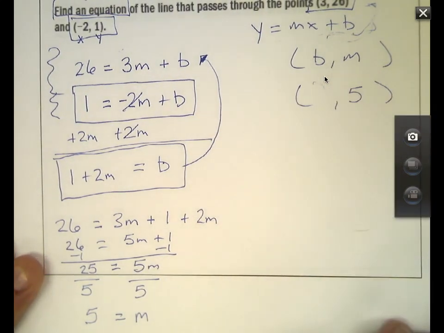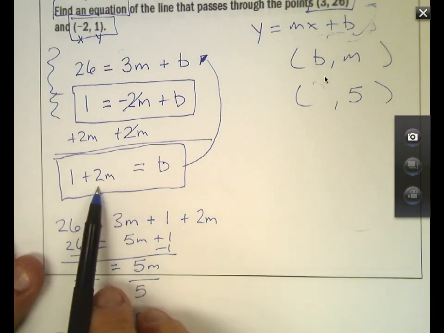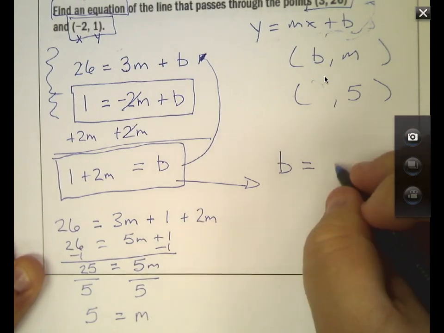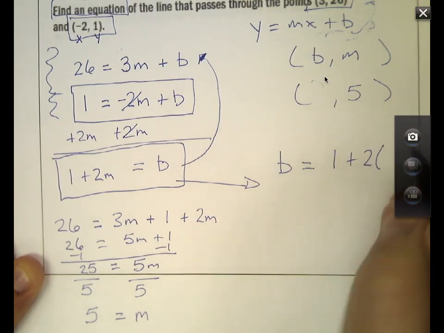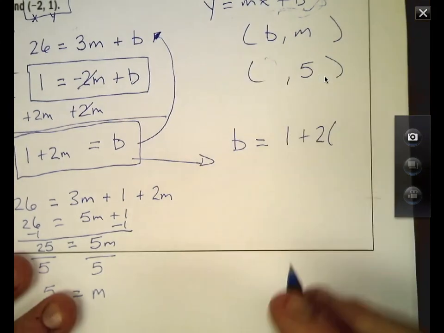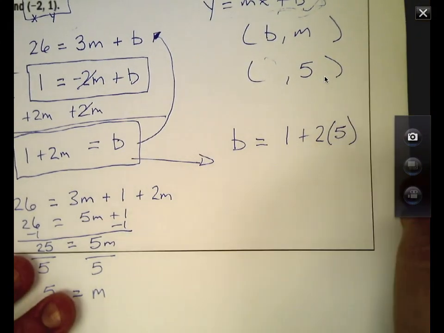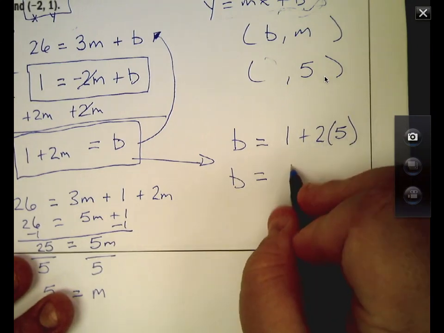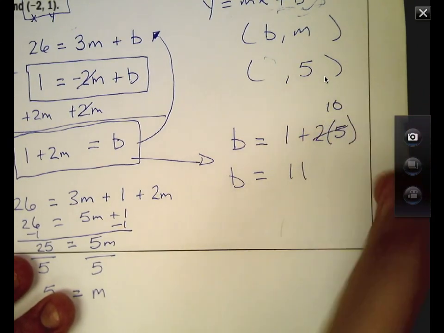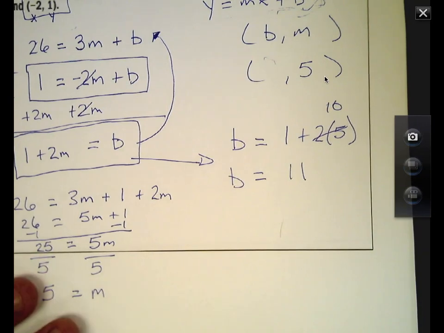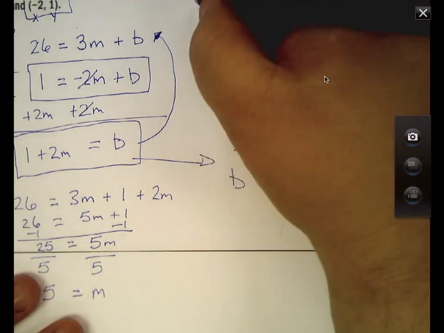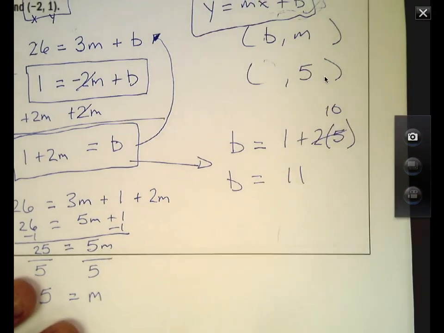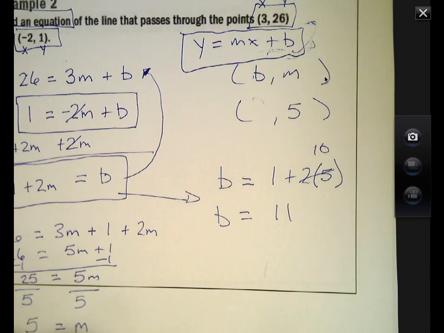Can I find my B? Yes, I can find my B by just plugging it in for this equation. B equals 1 plus 2 times M. What's M now? M is 5. And you're going to say B is 1 plus 10, which is 11. Okay, so I found my M and B. I'm going to plug it into this equation, M and B, and it's going to give me my equation. Once again, a very good test question.